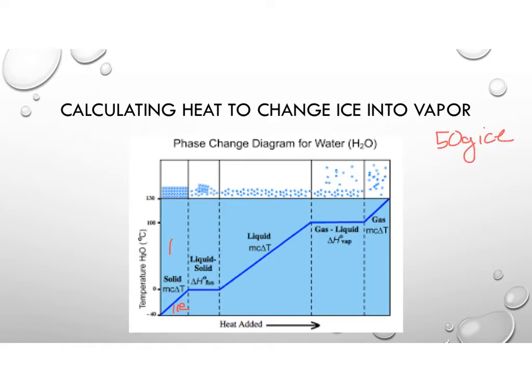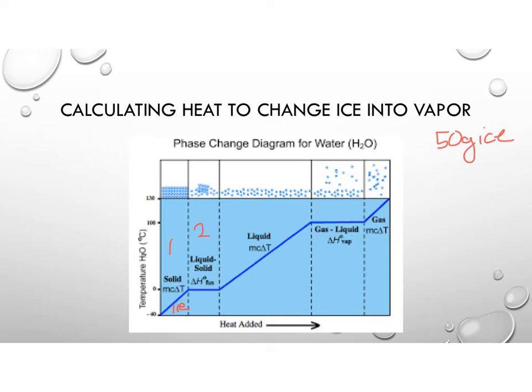I would have to take that 50 grams of ice times the specific heat of ice, which is 2.03 joules per gram degree Celsius, times the change in temperature, which is 40 degrees, to get the joules of heat energy absorbed to raise the temperature of the ice.